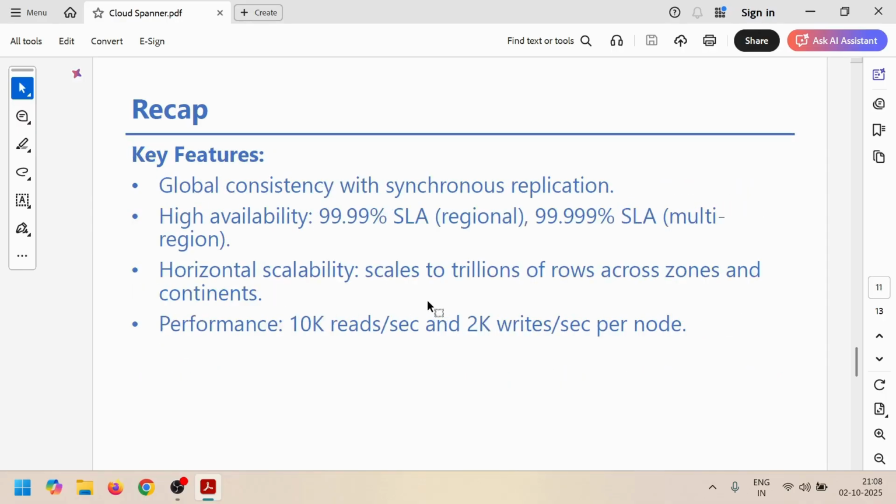We also saw the key features: global consistency with synchronous replication, high availability, 4 nines SLA for regional implementation and 5 nines SLA for multi-region. Horizontal scalability. It can scale to trillions of rows across zones and continents, and the performance can be 10K reads per second and 2K writes per second per node.